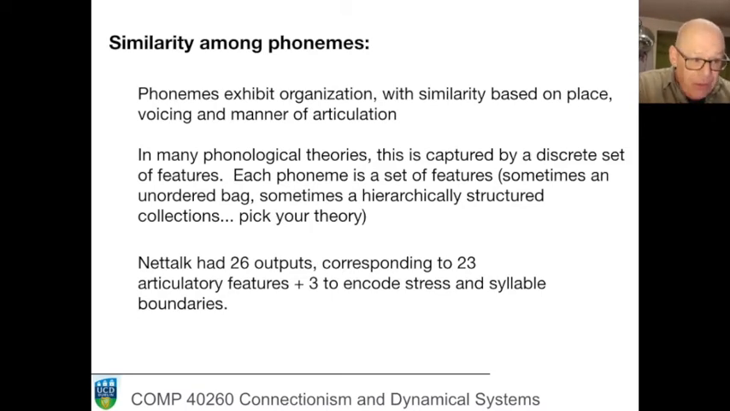In NetTalk, they had 26 outputs which correspond to 23 articulatory features. Those are the features that describe each phoneme, and 3 more to describe stress and syllable boundaries, which are additional linguistic elements that are important in pronunciation.